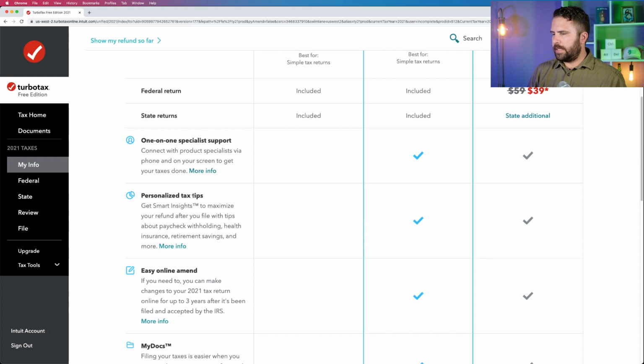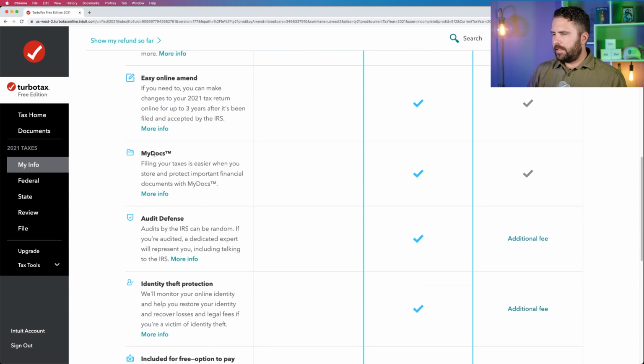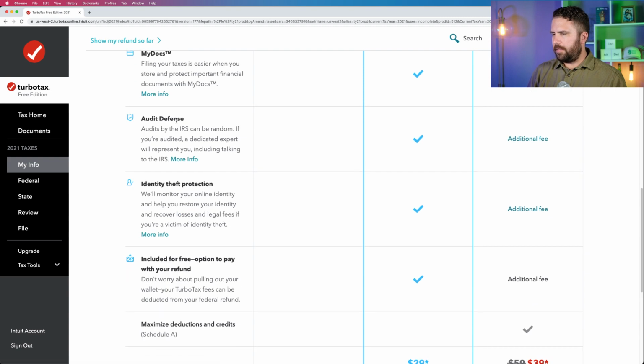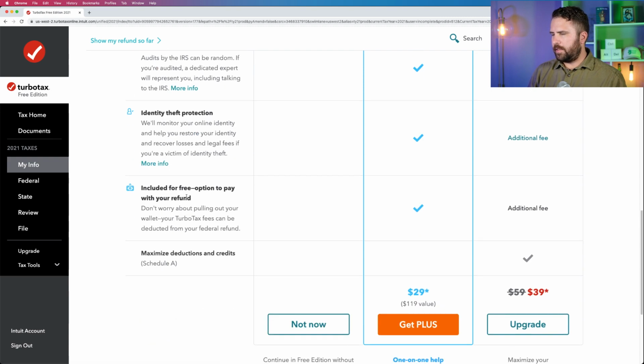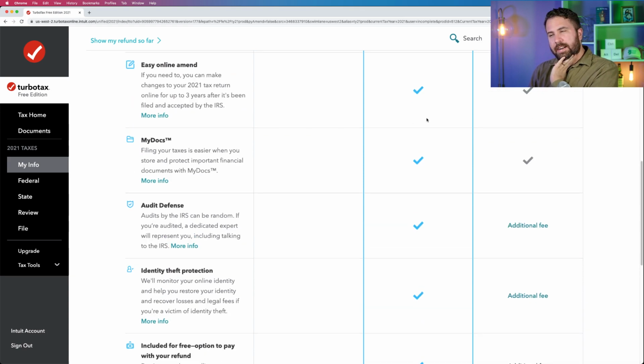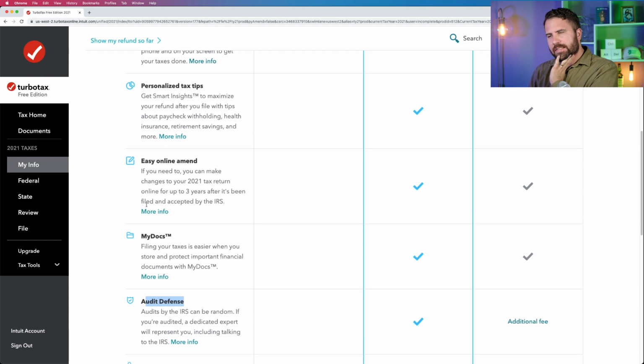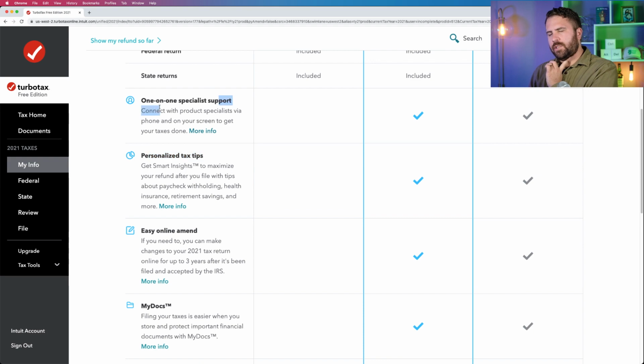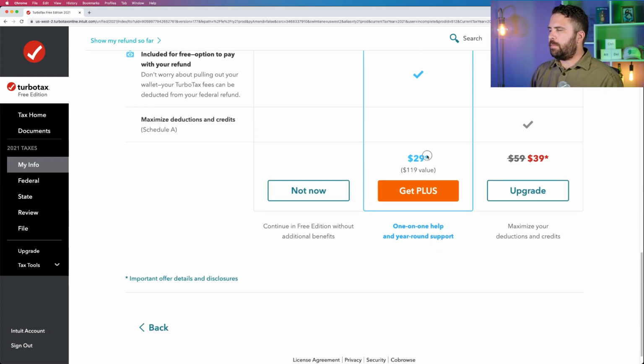One-on-one special support, personalized tax tips, the ability to amend, some document storage system, audit defense, right? ID theft protection included for free, option to pay with your refund. So they're pushing these things that he probably doesn't need. Does a guy who just has a W-2 and a 1099 for interest really need audit defense? Is he really going to need an amended return? Does he need personalized tax tips or one-on-one specialist support? I don't think so. But they're still trying to push this $29 product on him. And I get it, TurboTax is a business. It needs to make money. But this is always kind of weird to me.